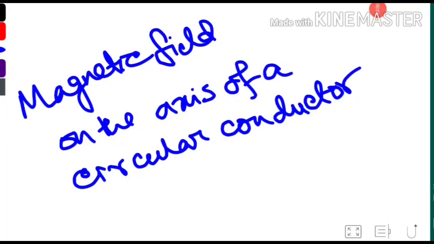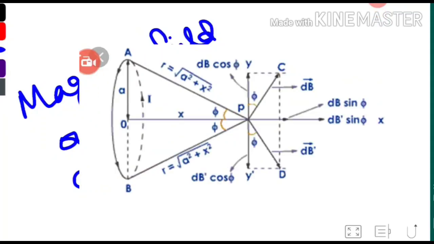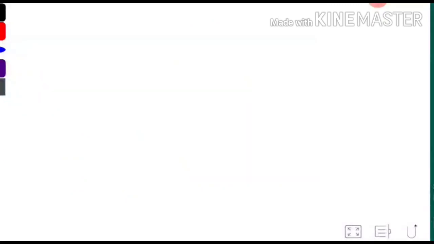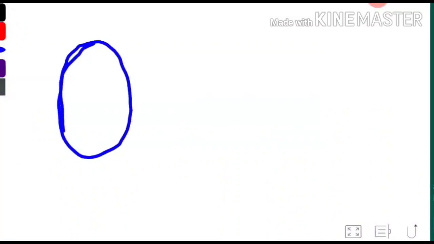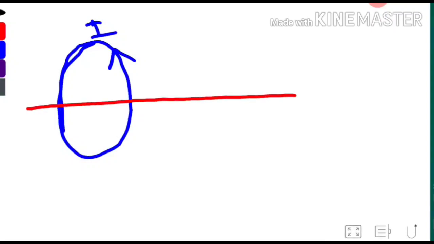Learn about the magnetic field on the axis of a circular conductor. For this, we apply the Biot-Savart law, so we have to draw a picture. Suppose this is our circular conductor, and obviously it is current carrying, and the current is I. This is the axis. We have to find the magnetic field at this point due to this wire.